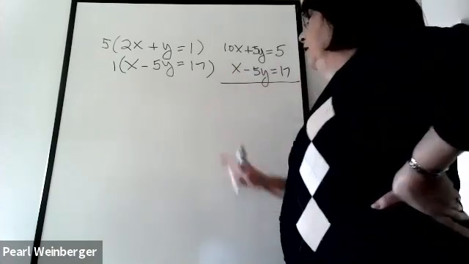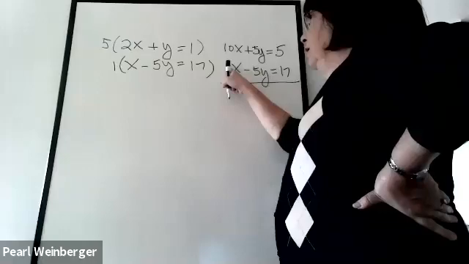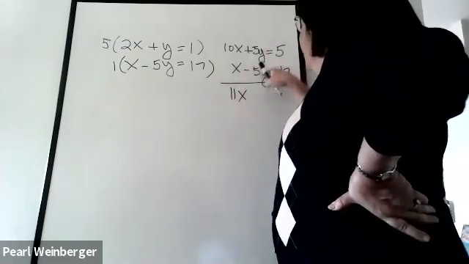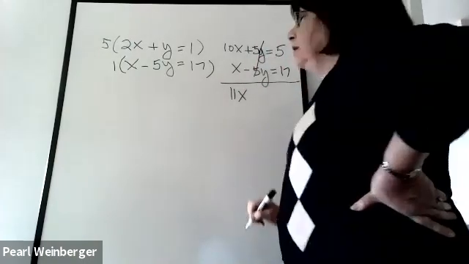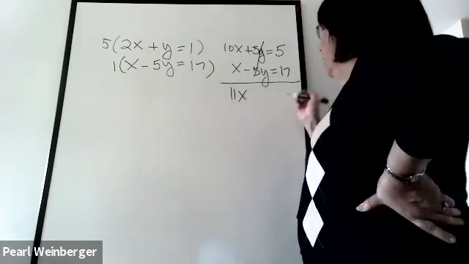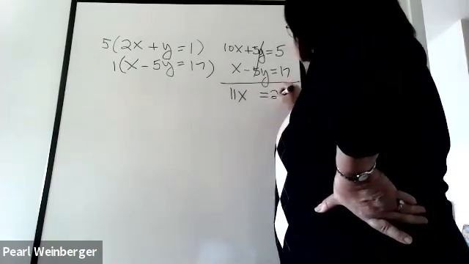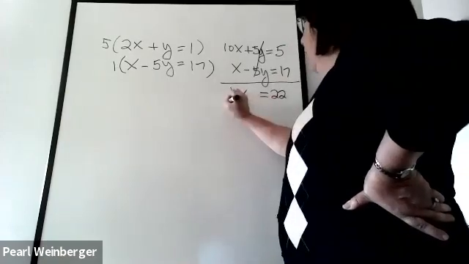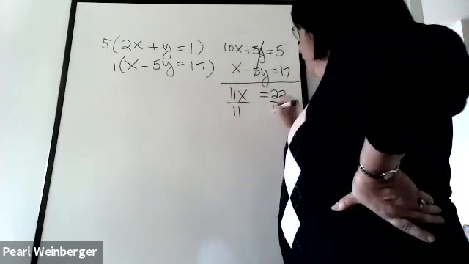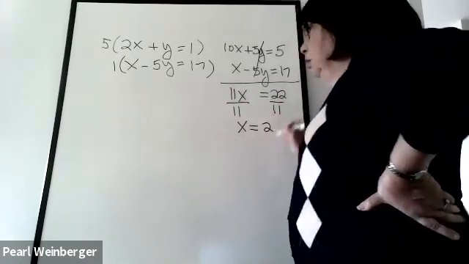Now when I add them, I'll add the 10x and the x. That'll give me 11x. The 5y and the negative 5y will cancel out. That was the whole point of it. We said we wanted to eliminate the y's. The 5 plus the 17 gives me 22. And now I can solve for x by dividing both sides by 11. And again, I get x equals 2.